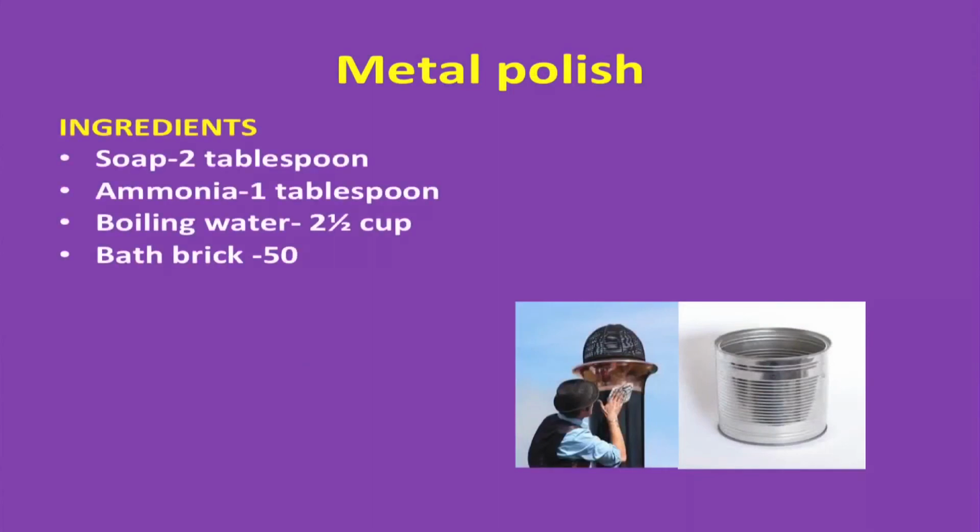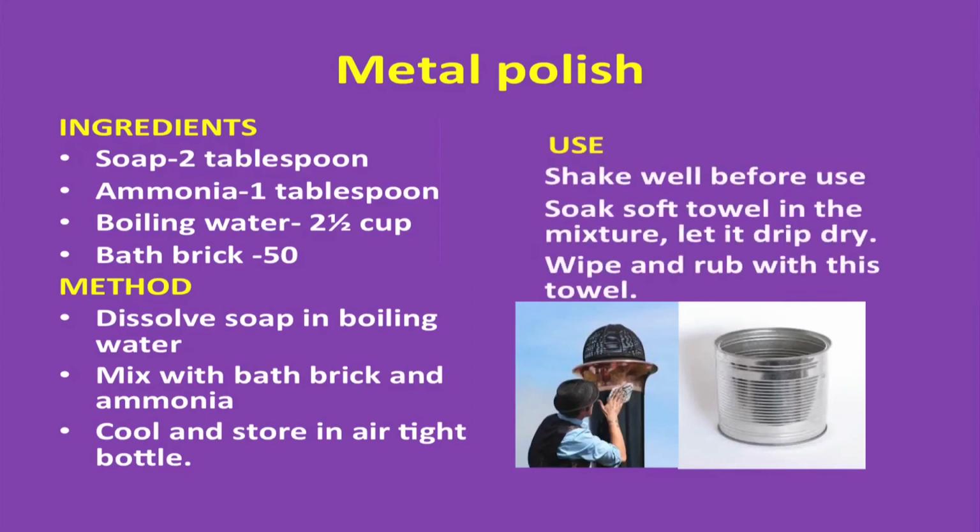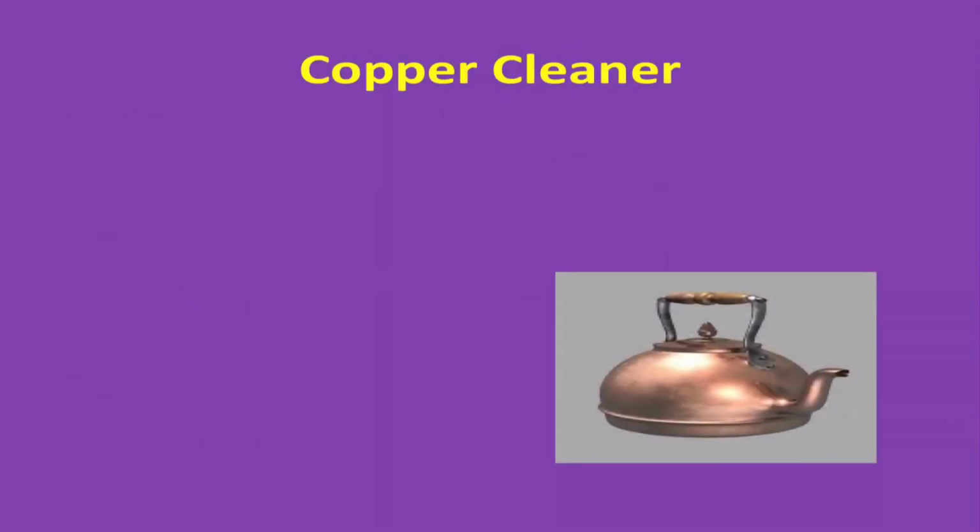Metal polish. Ingredients are soap 2 tablespoons, ammonia 1 tablespoon, boiling water 2.5 cup, bath brick 50. The method: dissolve soap in boiling water, mix with the bath brick and ammonia, cool and store in an airtight bottle. Use: shake well before use, soak soft toweling in the mixture, let it drip dry, wipe and rub with this toweling now.